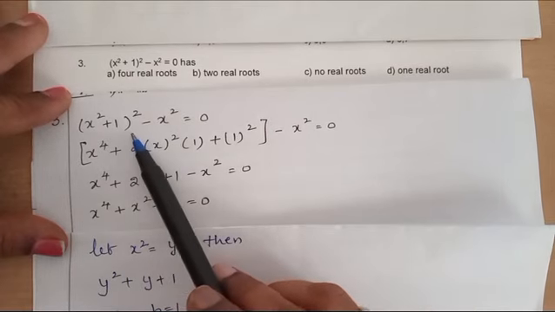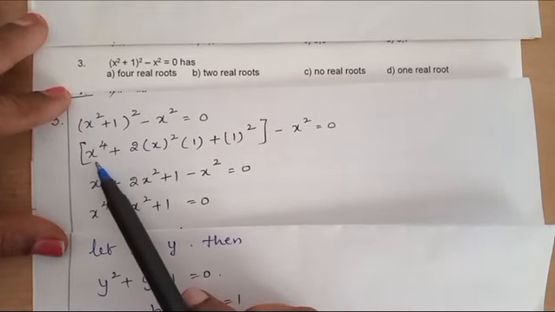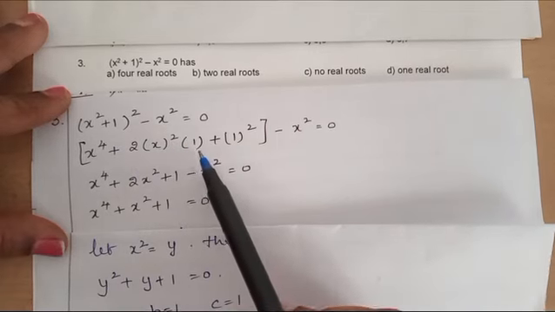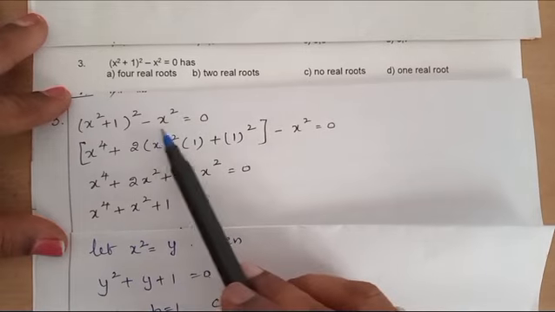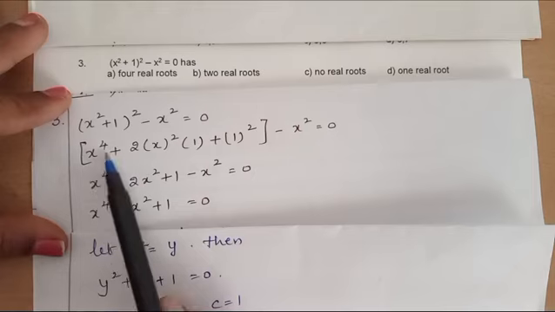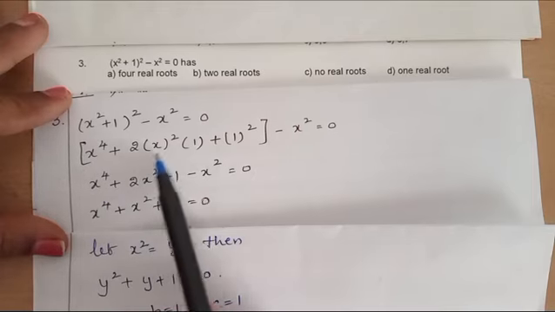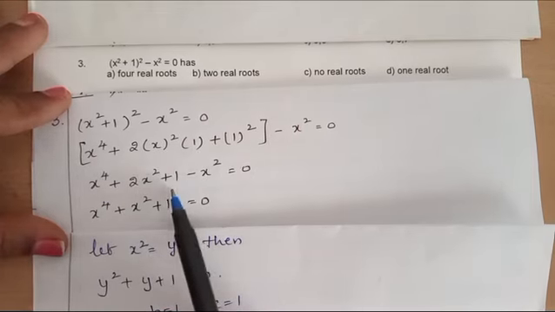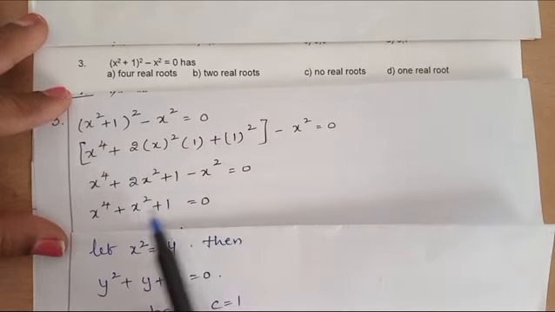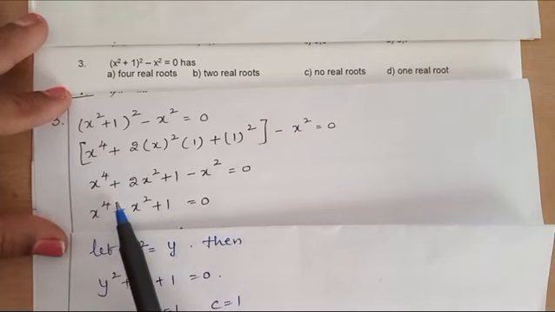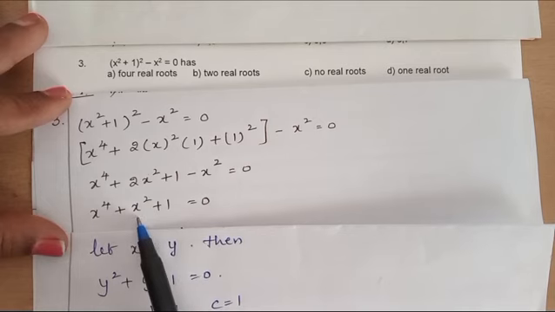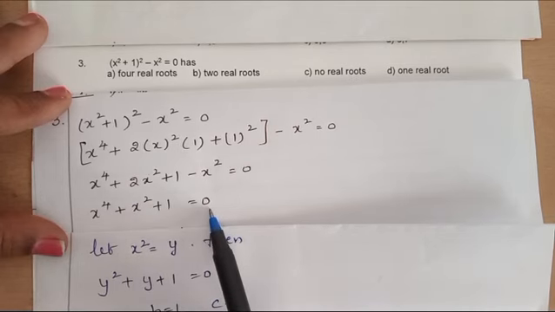Let me expand this. So it becomes x to the power of 4 plus 2 into x square into 1 plus 1 square minus x square is equal to 0. So I get x to the power of 4 plus 2x square plus 1 minus x square is equal to 0. When I simplify it, I get x to the power of 4 plus 2 minus 1, it is plus 1x square plus 1 is equal to 0.